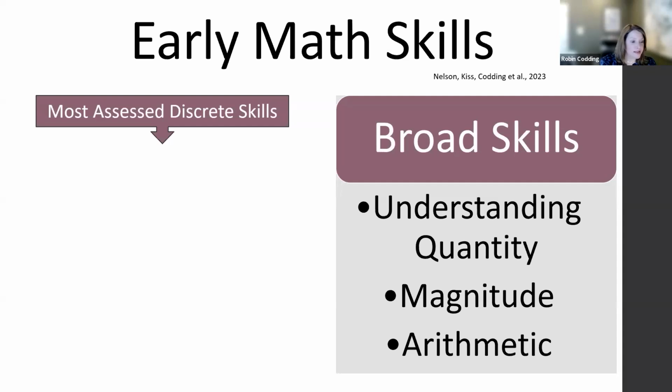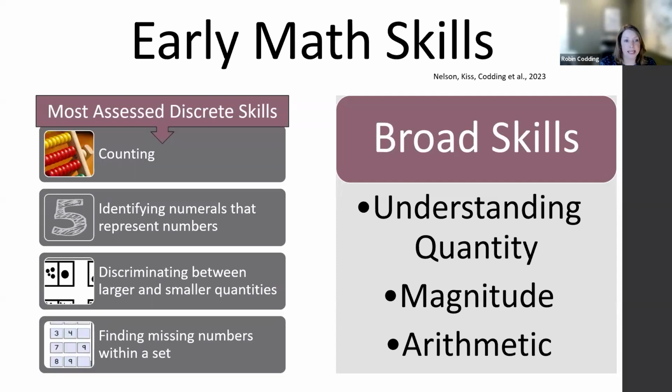So we found in our meta-analysis that the most assessed discrete skills, so smaller skills that are reflective of these broader areas across screening tools, are counting, identifying numerals that represent numbers, discriminating between larger and smaller quantities, and then finding missing numbers within a set. And so you can see in each of these pictures some examples of what that would look like in the assessment tool.